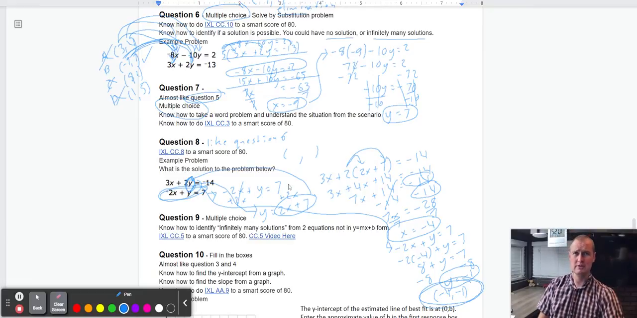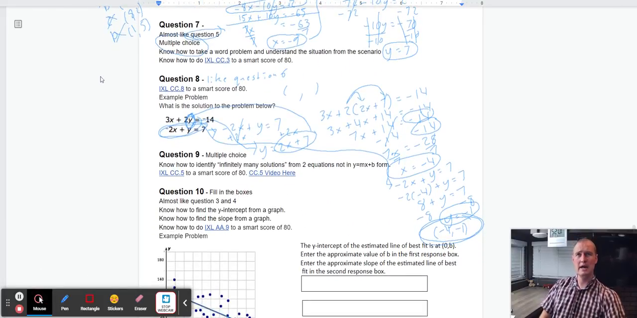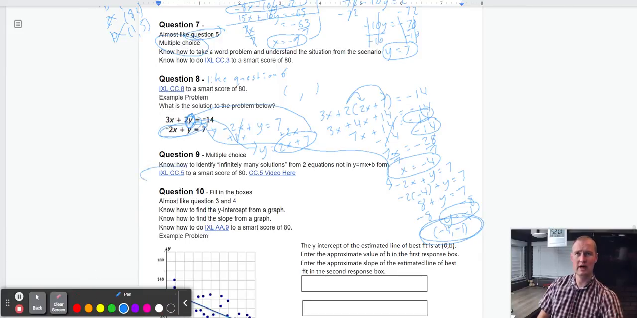Now, a little bit of a doozy. That was fun, though. Made you think a little bit. What's happening for question number 9? Question number 9 is a multiple choice question. Know how to identify many solutions from two equations not in y equals mx plus b form. On this one, just know how to do IXL CC5 to a smart score of 80. Feel free to watch the video if you haven't done that or need to review. It's almost exactly like CC5 on number 9. So there's no example problem on that because IXL CC5 is just so similar to that.